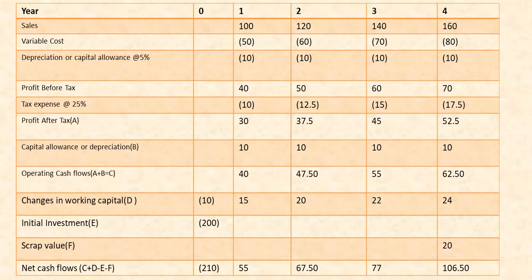So accordingly, the net cash flows come out to be, for year 0, $210,000 negative, which is a cash outflow. For year 1 it will be $55,000. For year 2 it's $67,500. Year 3, $77,000, and year 4, $106,000 and some change. I hope you understand it.